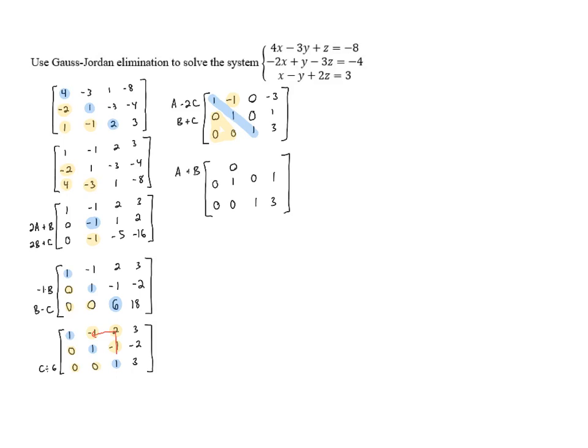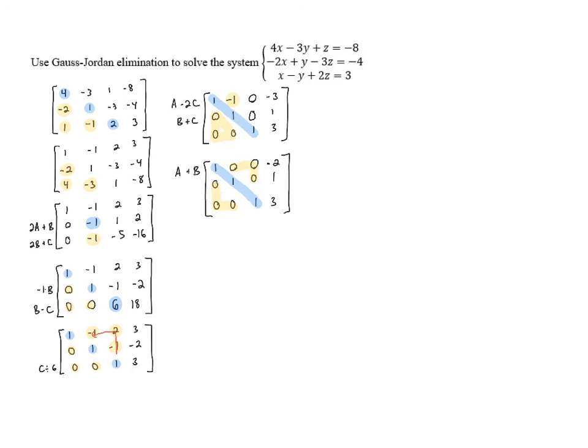If we do that to the other columns, 1 plus 0 is still 1. 0 plus 0 is still 0. And -3 plus 1 is -2. So at this point, we've finished. We've got it in row reduced echelon form, which remember is zeros in the lower left, 1s on the diagonal, and then zeros above the 1s as well.